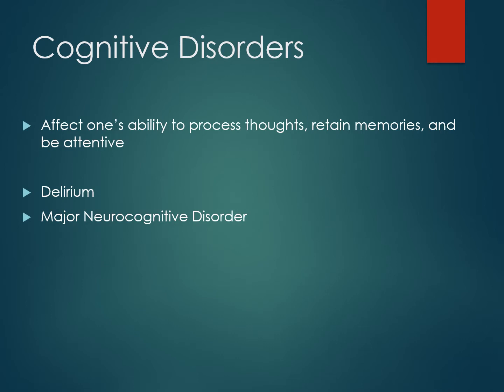We'll first start out with discussing cognitive disorders, which include disorders where one's ability to process thoughts, hold on to memories, and pay attention is impaired. There are two major disorders that we'll discuss here: delirium and major neurocognitive disorder. Major neurocognitive disorder used to be called dementia, so we'll also discuss Alzheimer's disease as a type of major neurocognitive disorder.